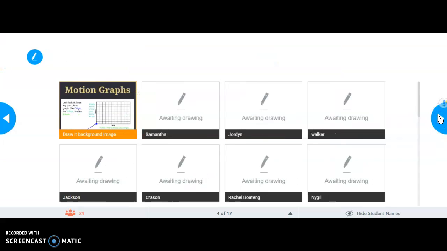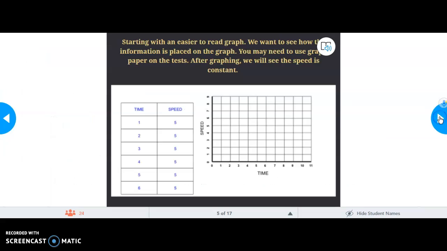So, not going to do that. We'll skip to the next one. Here we go. Starting with an easy graph. I want to see how the information is placed on the graph. You might need to use graph paper on the test. Again, you know, you've seen it.